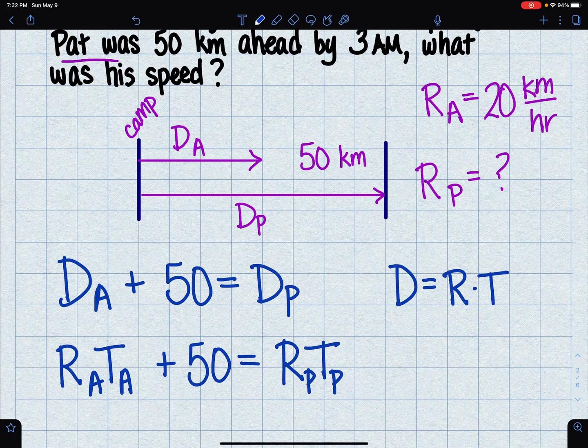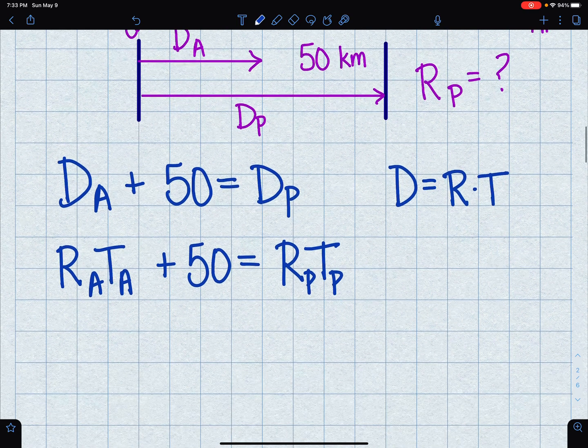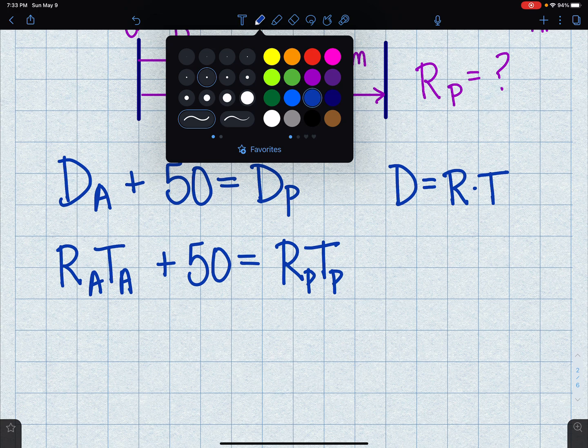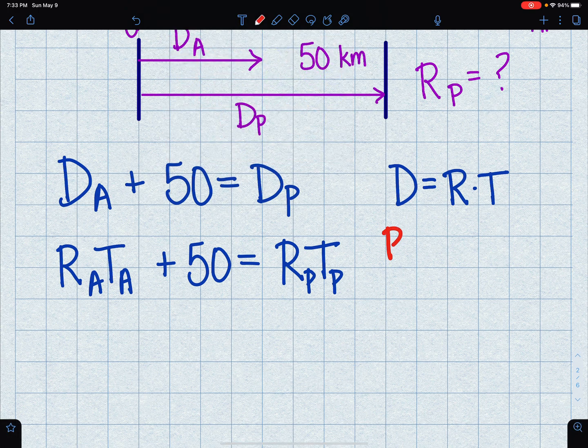Okay, now let's reread the problem to get the rate and the times right, okay? So I already did the rate because I wrote that down when we read it the first time. So the rate of Achilles is 20 kilometers per hour. But what else do we need? So we're looking for this. Everything else, we're going to need to figure out. We need to figure out TP, TA, and we know RA. Okay, so let's write down our knowns. The rate of Achilles, I already said, is 20 kilometers an hour. We also need TP.